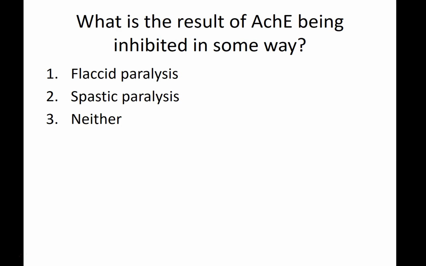All right, so here we go. We got a question. What is the result of acetylcholinesterase being inhibited in some way? So we now know how things work, and this is one of those critical thinking type things where I haven't specifically told you this, but you have all the information you need to figure it out, as long as you know what flaccid and spastic and neither mean. So what do we think would result if acetylcholinesterase was inhibited?